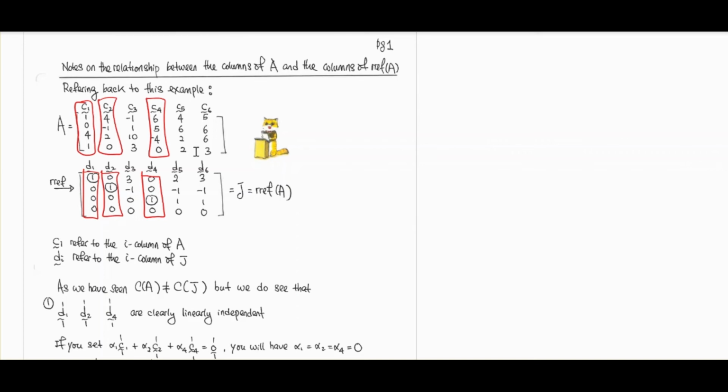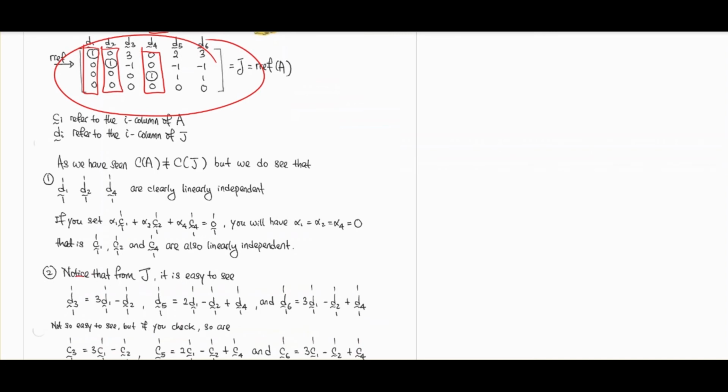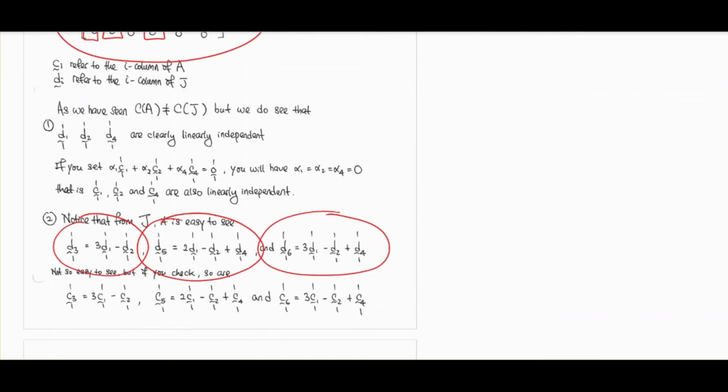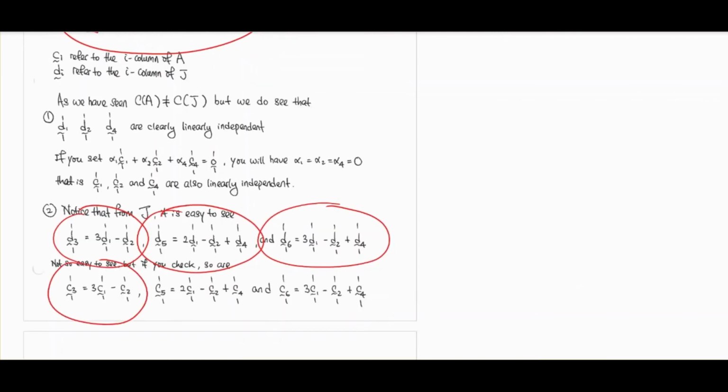Also, from eyeballing this matrix J, we see that D3 is 3 times D1 minus D2. Your D5 is related to D1, D2, and D4 in this manner, and your D6 is related to D1, D2, and D4 in this manner. And we checked from the previous video that C3, the third column vector in your original matrix A, has the same relationship: 3 times C1 minus C2. Your C5 is also related to C1, C2, C4 in this manner, and your C6 is also related to C1, C2, and C4 in this manner.